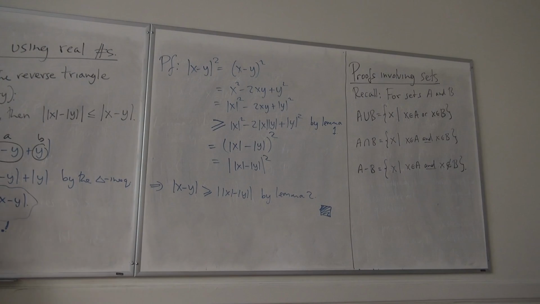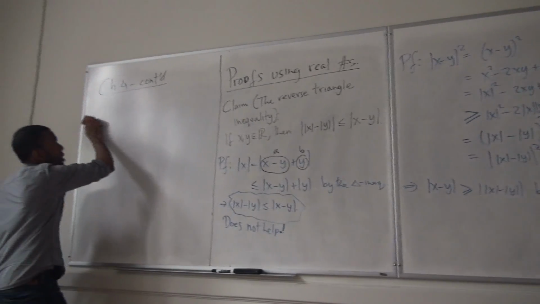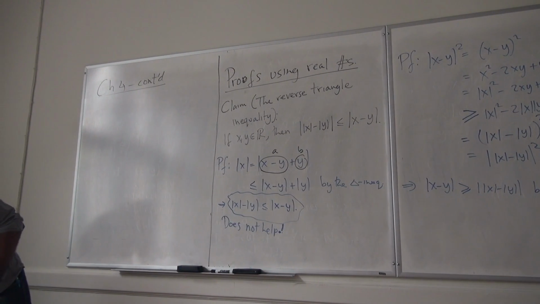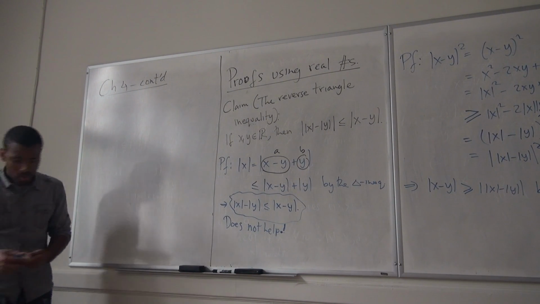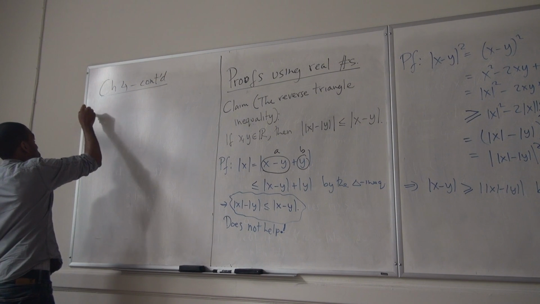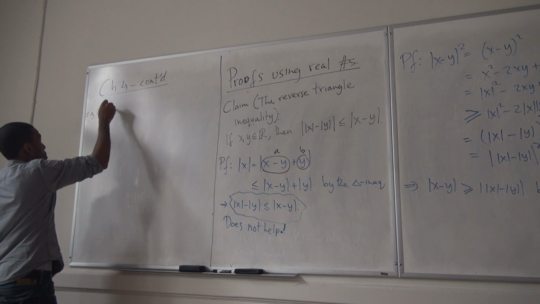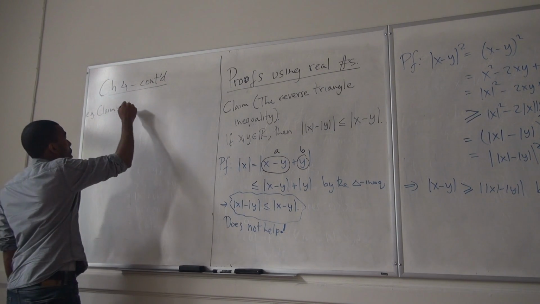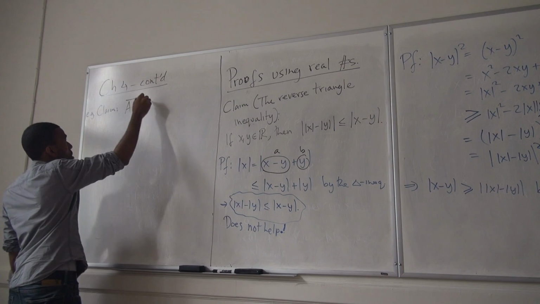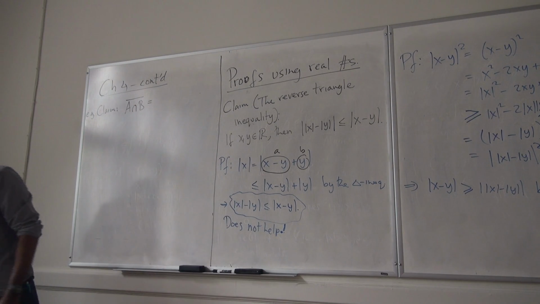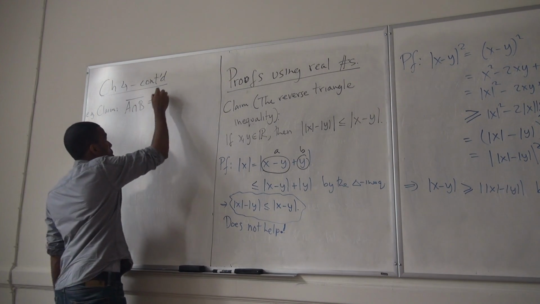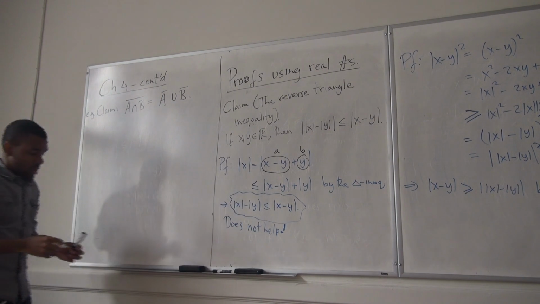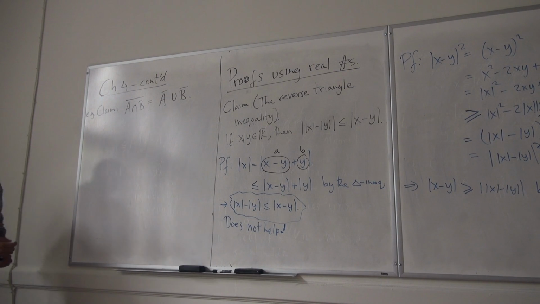Sets also show up all the time in mathematics, so we need to know how to prove things involving sets, not just numbers. Let's do an example. A claim: A intersect B is equal to... This is one of De Morgan's laws for sets.